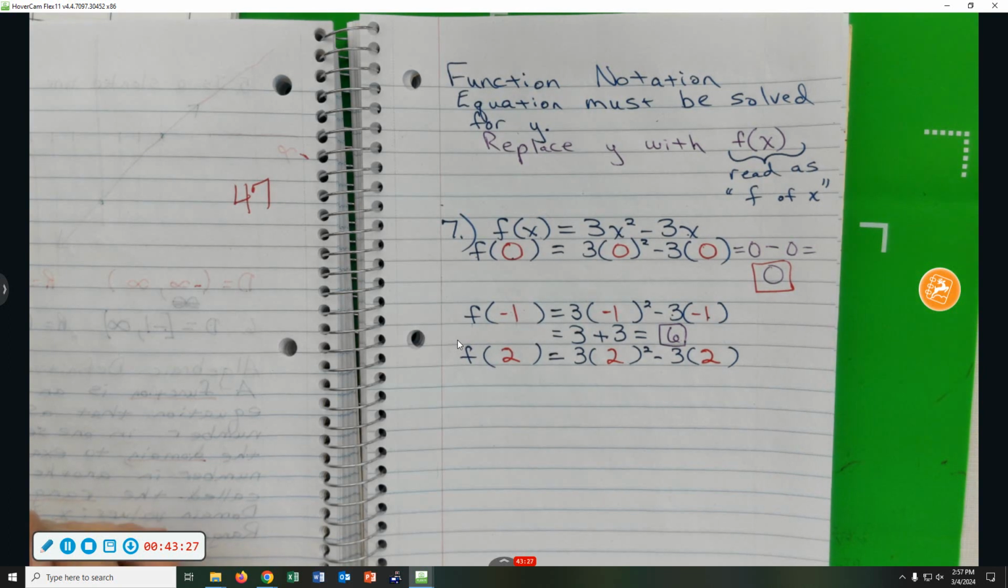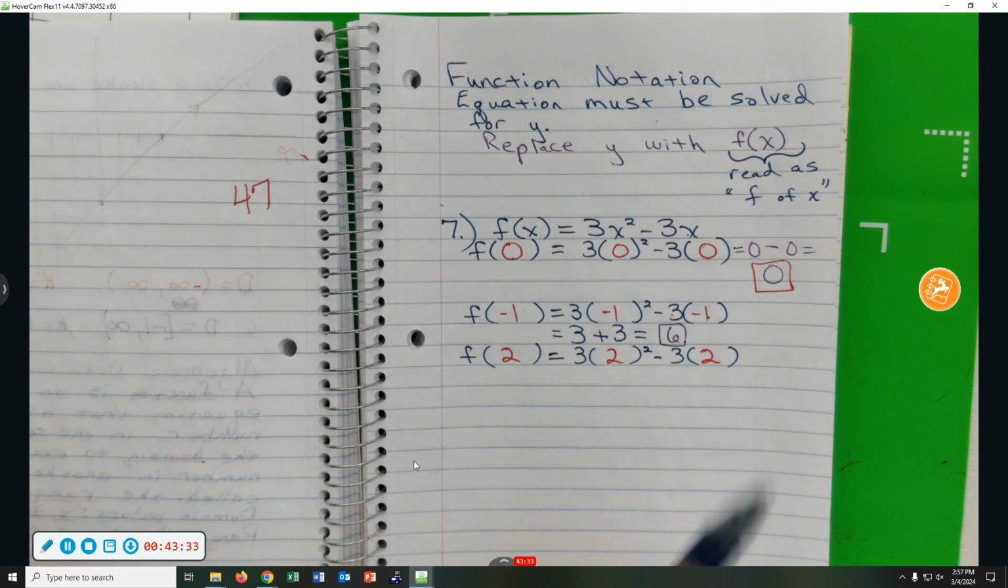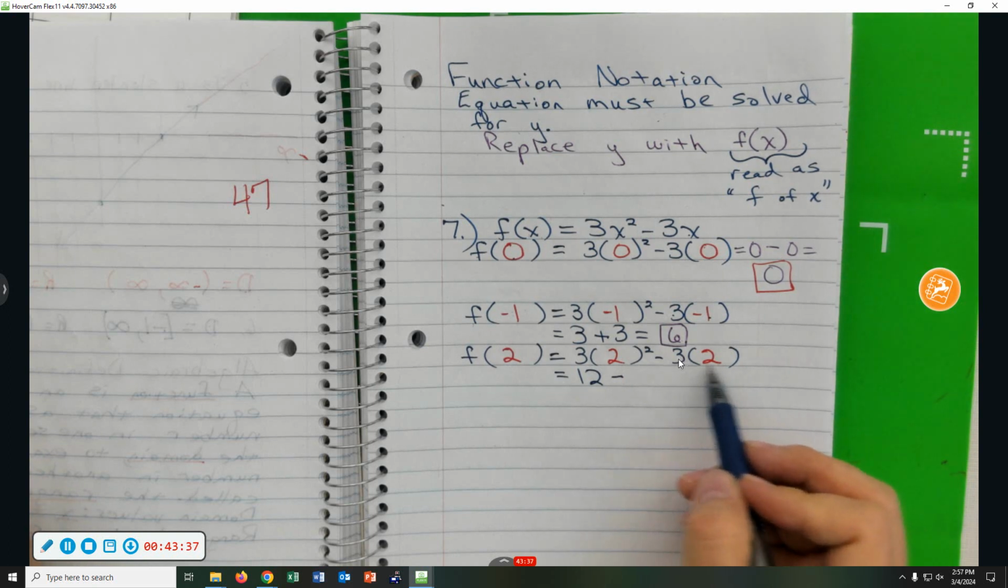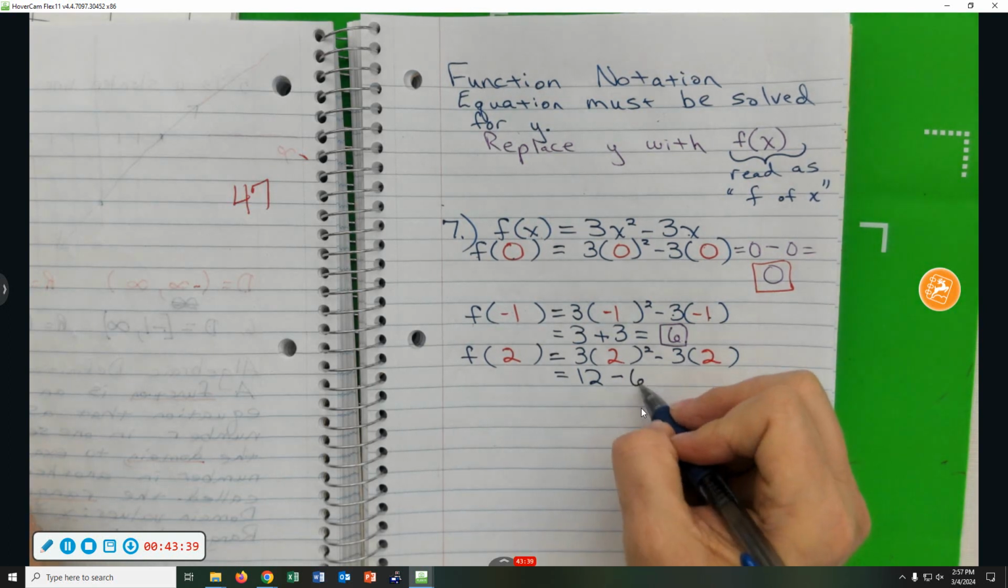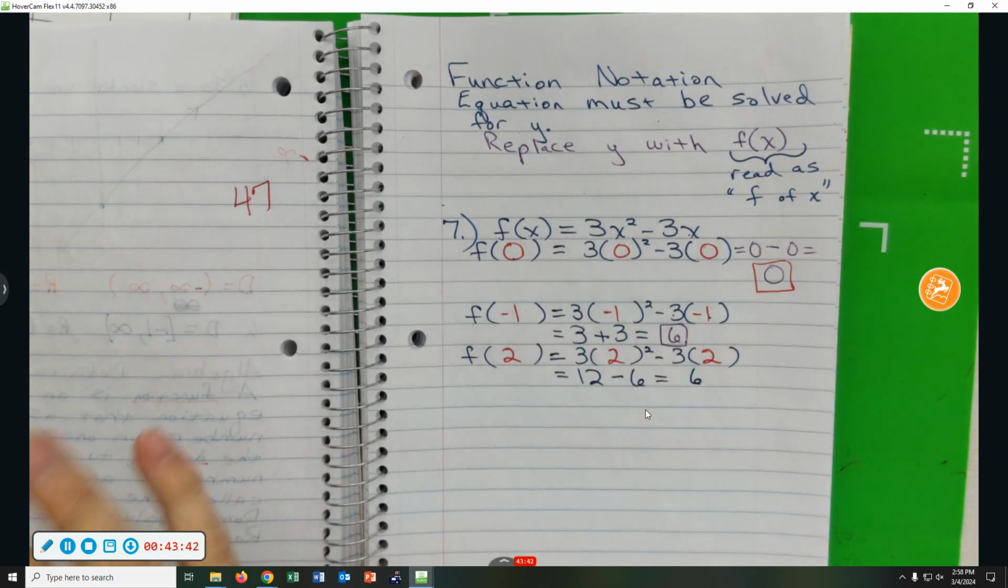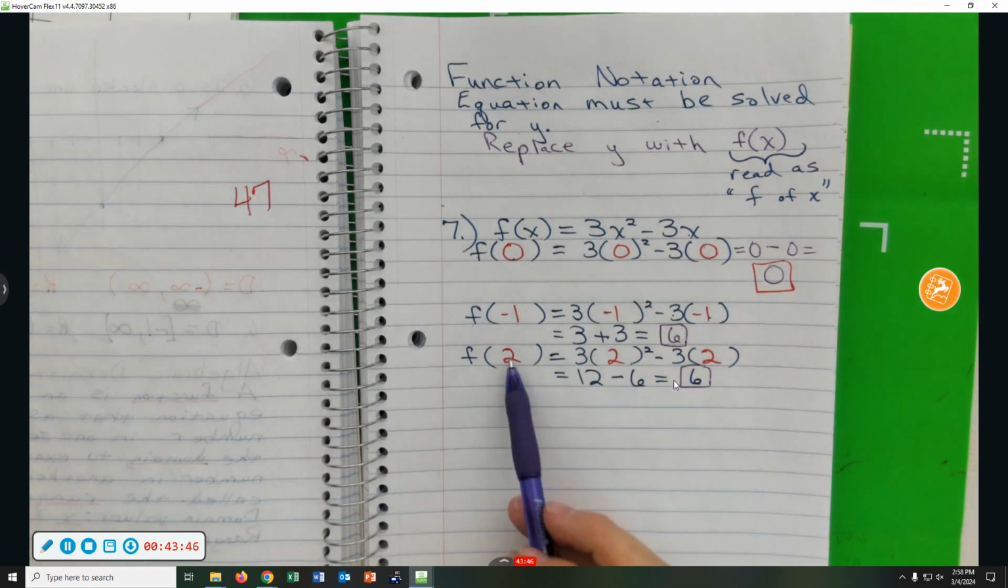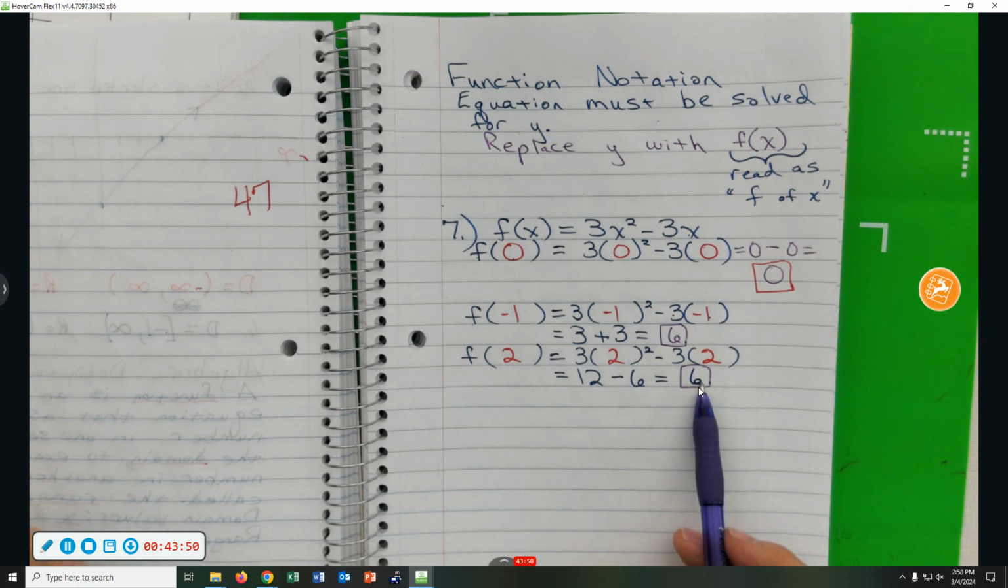We perform the exponentiation first. 2 squared is 4, times 3, minus 3 times 2, to give me a final y value of 6. So if we plugged in 2 for x, we get the y value 6.